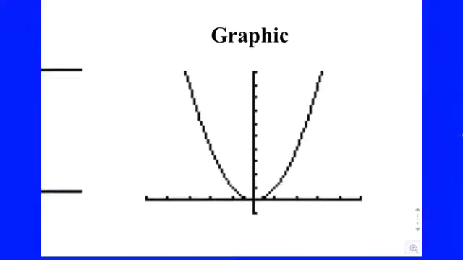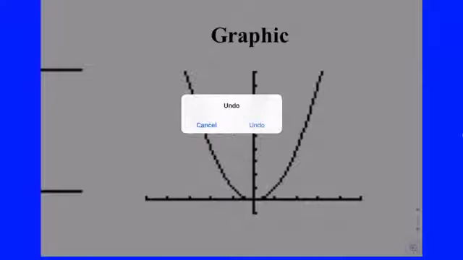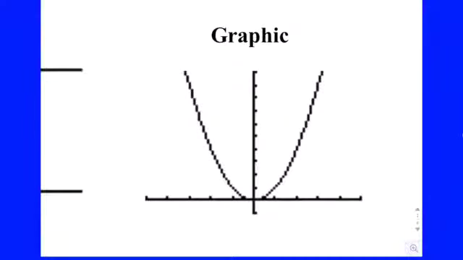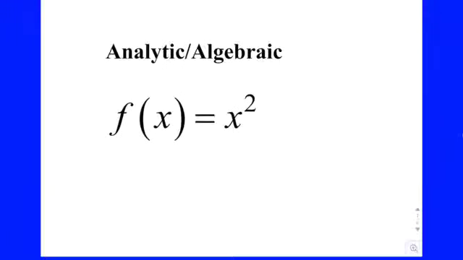If you were to plot those points and connect the dots, you would get this version, which is the graphic or the picture version, right? And, of course, you recognize that as your parabola. And, of course, then there's the algebraic or the analytic way, which would be the equation, y equals x squared or f of x equals x squared, okay? They all represent the same thing.